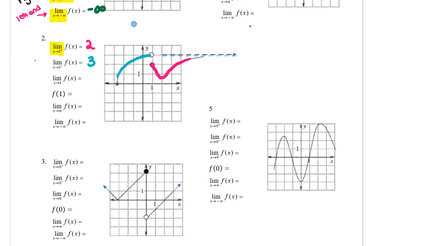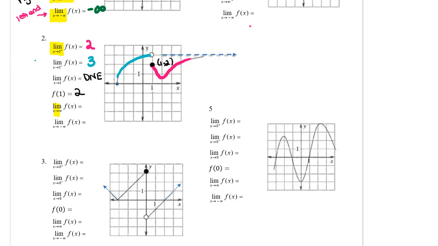Because our limits from the left and right are different, that means the limit as our function approaches 1 does not exist. The value of f of 1 will be the closed circle at x equals 1. So an input of 1 will generate an output of 2, making the value of f of 1 equal to 2.